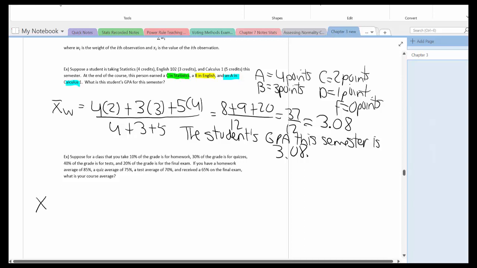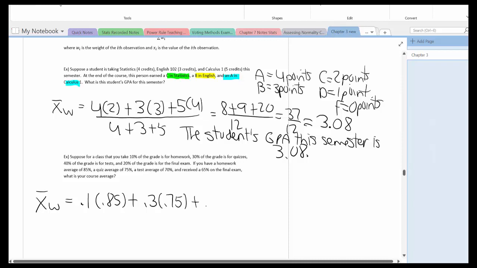So this is going to be set up similarly. The only difference is going to be we need to convert everything to decimals. So let's start with the homework. The homework is 10%. And the homework average is an 85. Convert that. Let's go to the quizzes. That is 30% of your grade. And the quiz average is a 75. Write it as a decimal.